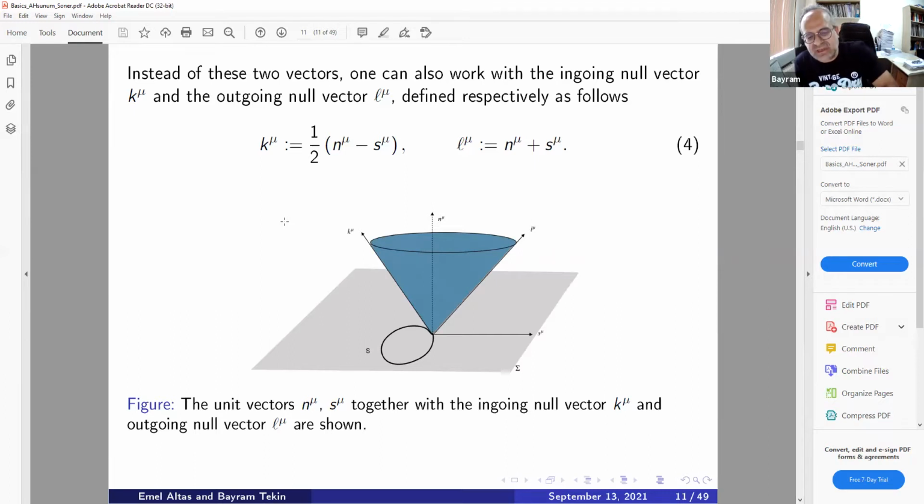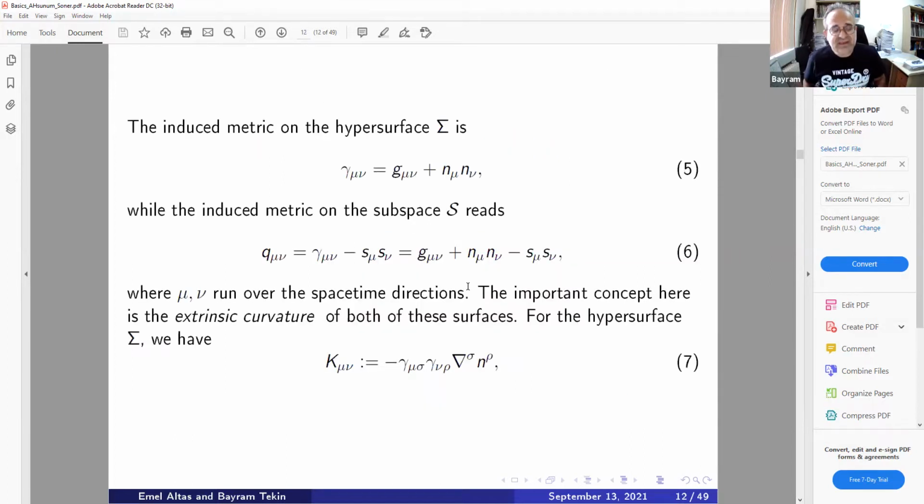So if you are not familiar with these things, you can imagine light propagating into the origin of S, defined by k mu, light propagating outward in the direction of l mu. Okay, so these are null vectors. Now, the induced metric on the hypersurface sigma is something called the pullback of the four-dimensional metric. You can write it like this, and you can check that this really is a metric on sigma, even though mu nu indices are four-dimensional.